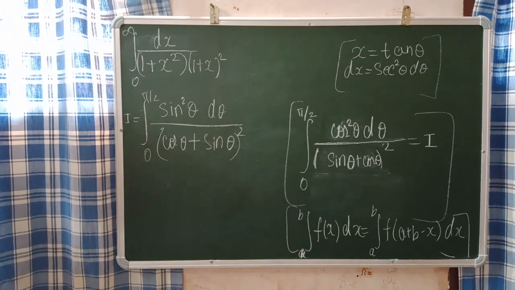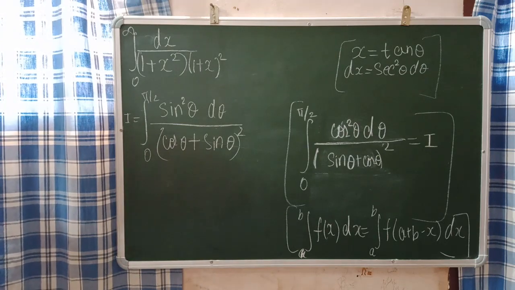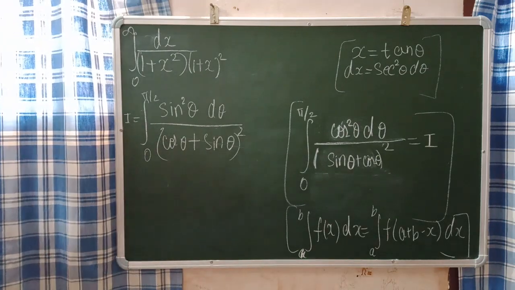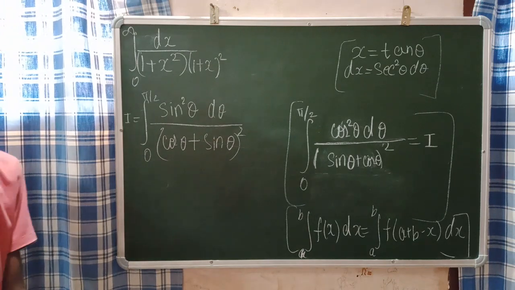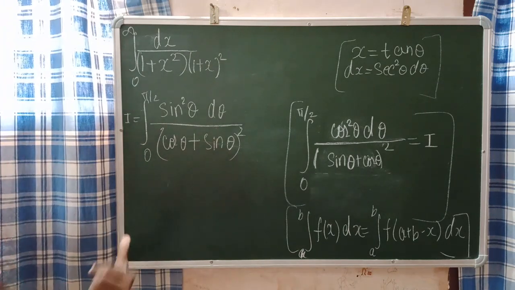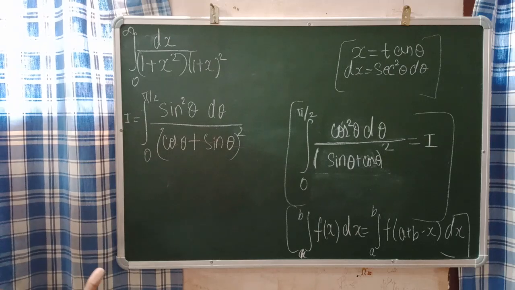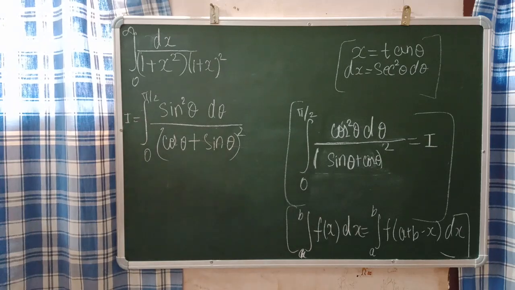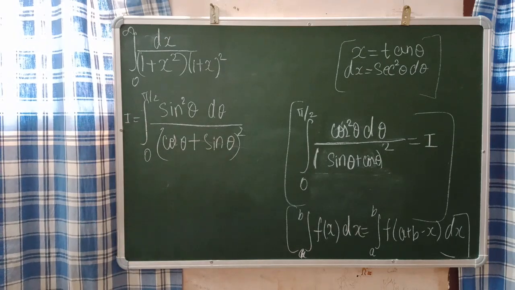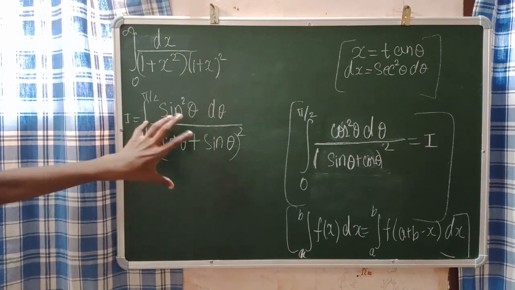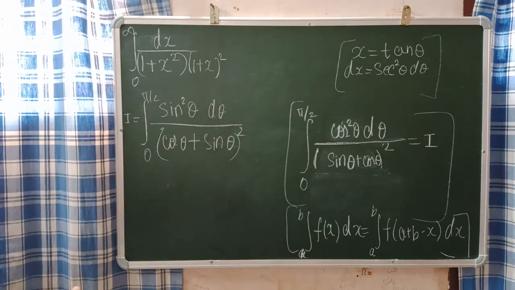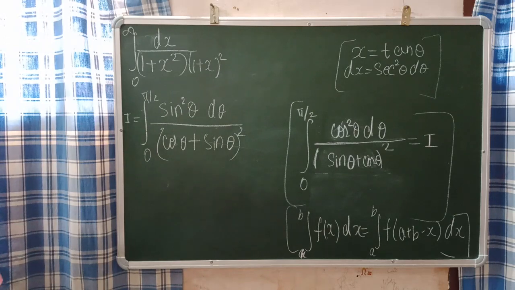What is the reason we can use King's rule? Why are we using King's rule? Tell me that. The reason we use King's rule is not to make your integral easier. Even if I use King's rule here, this integral still looks complicated, na? So what can I do now?